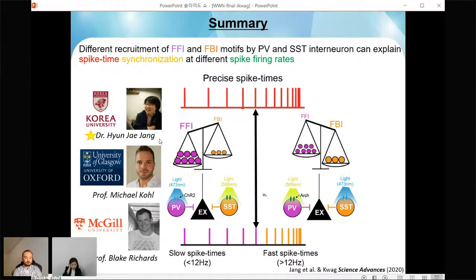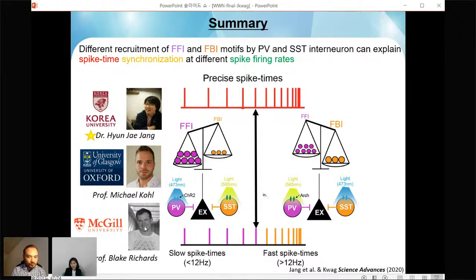inhibition perturbation has this effect in synchronization of spike times in the barrel cortex. So with the help of Professor Michael Cole from Oxford University, now at University of Glasgow, and Professor Blake Richards from McGill University, we learned, our lab, we didn't have the optogenetic methodologies before. We learned these optogenetic methods and in vivo recordings from their labs and collaborated with them together to find out that PV and SST help the recruitment of feed-forward and feedback inhibition respectively.